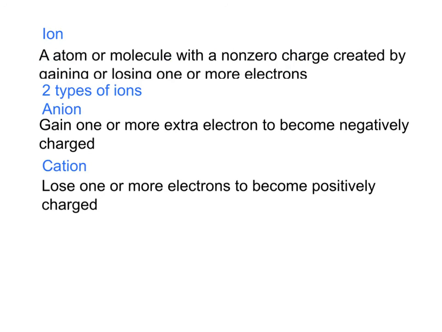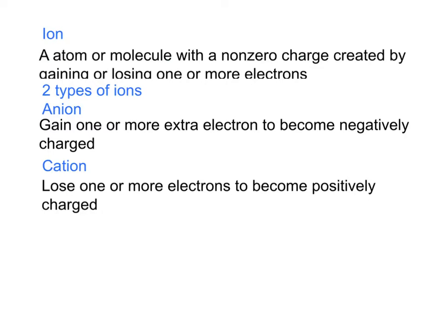So the first definition for this chapter is an ion. An ion is an atom or a molecule with a non-zero charge created by gaining or losing one or more electrons. We've taught you that atoms are neutral. They have just as many electrons as they have protons. Although they might start out that way, they don't stay that way. For reasons that we're going to discuss, they may pick up one or more extra electrons, or they might lose them, and then their charge is no longer neutral, no longer zero. It's either going to be positive or negative, which leads us to the two main kinds of ions.